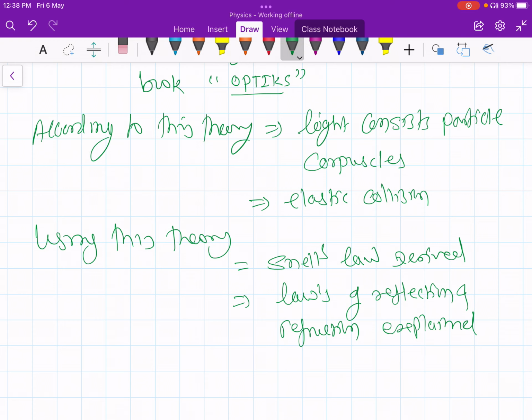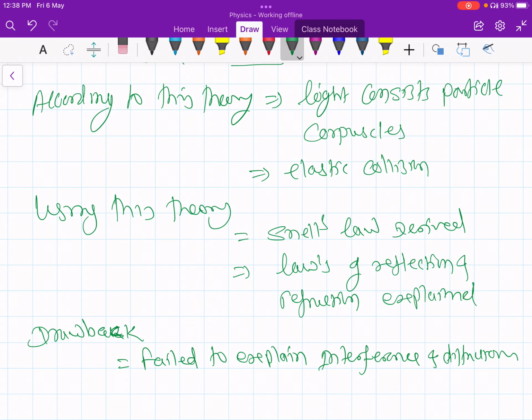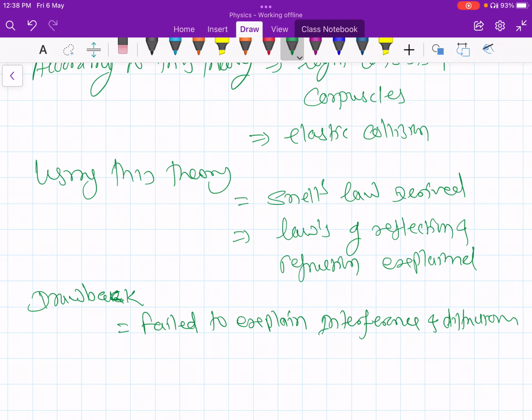But there is one drawback of this theory. The drawback is that this theory failed to explain interference and diffraction. This is the biggest drawback of this theory. Based on this theory, we can't explain phenomena such as interference and diffraction.